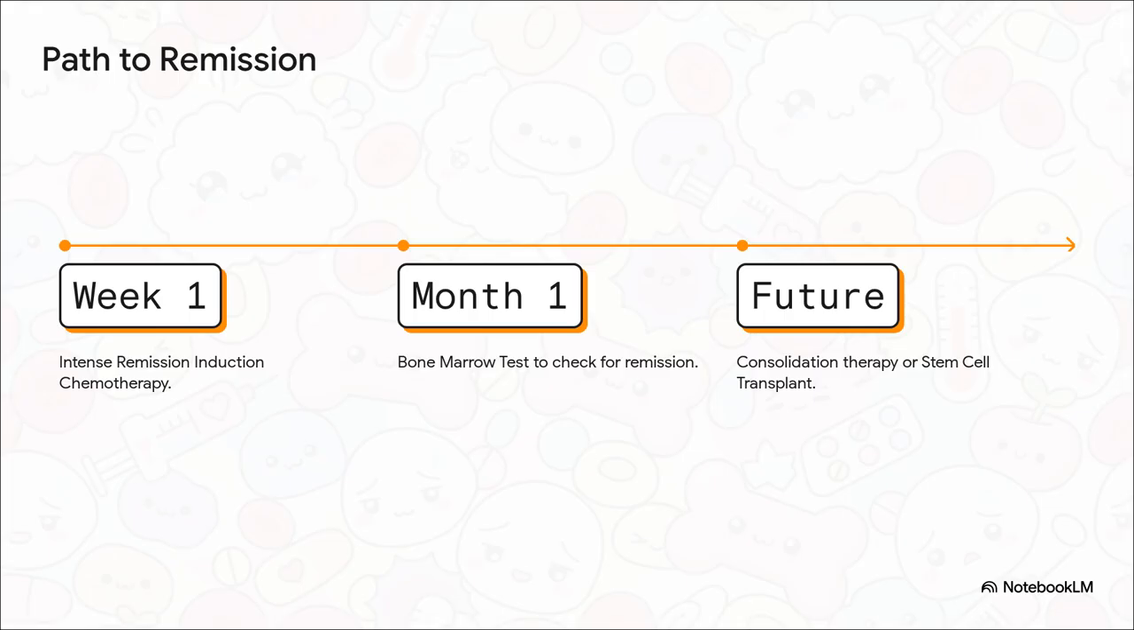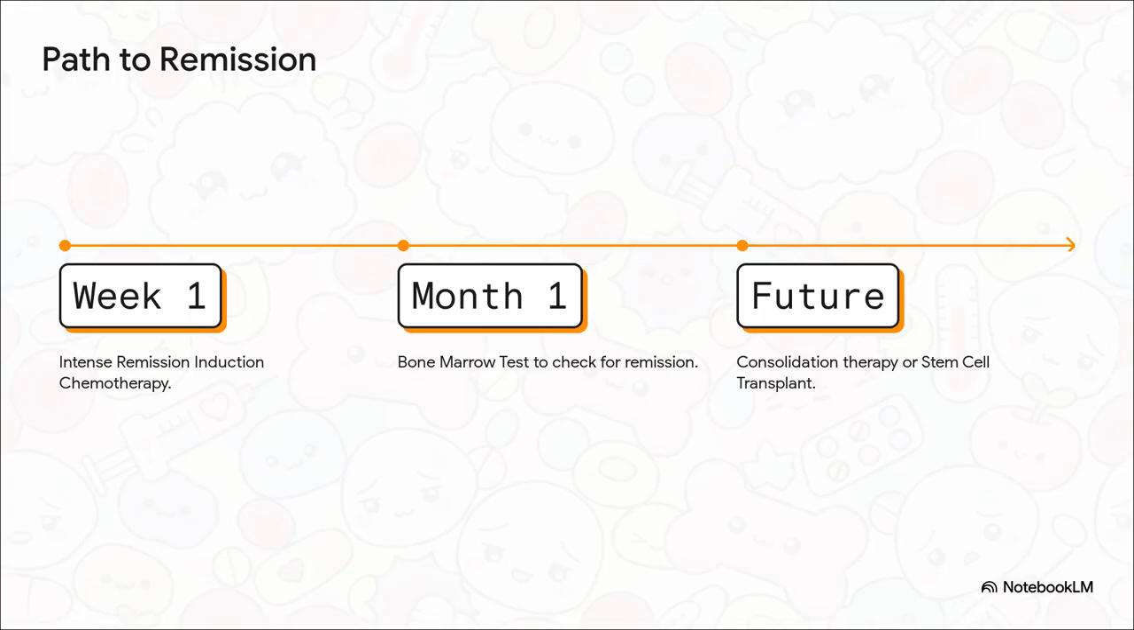During this really perilous time, they rely entirely on constant blood and platelet transfusions just to survive. Finally, after about a month, if the healthy cells bounce back, a bone marrow test is done. If remission is achieved, they move on to consolidation therapy to wipe out any microscopic leftover cells.